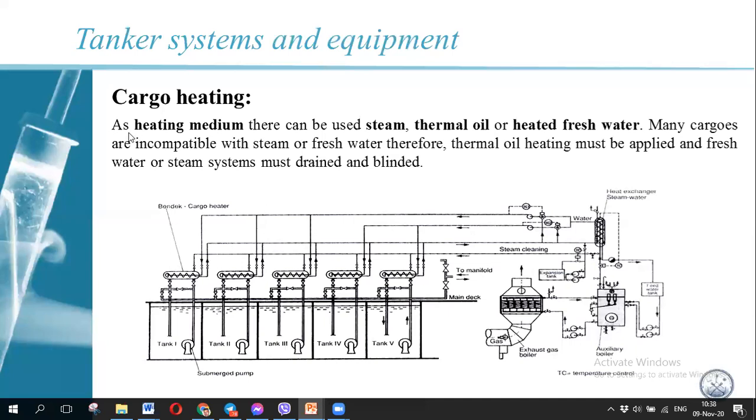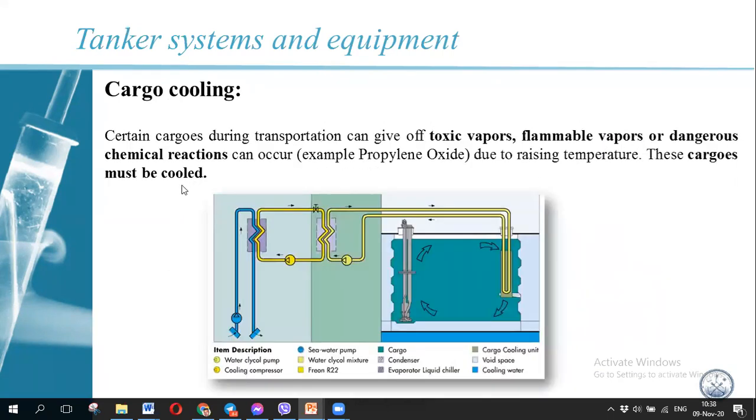Okay, cargo heating medium. Medium means what is inside the heating coils. It could be steam, thermal oil, and also heated fresh water. So that is a question on your exam. What is the heating medium? Please read this page carefully.